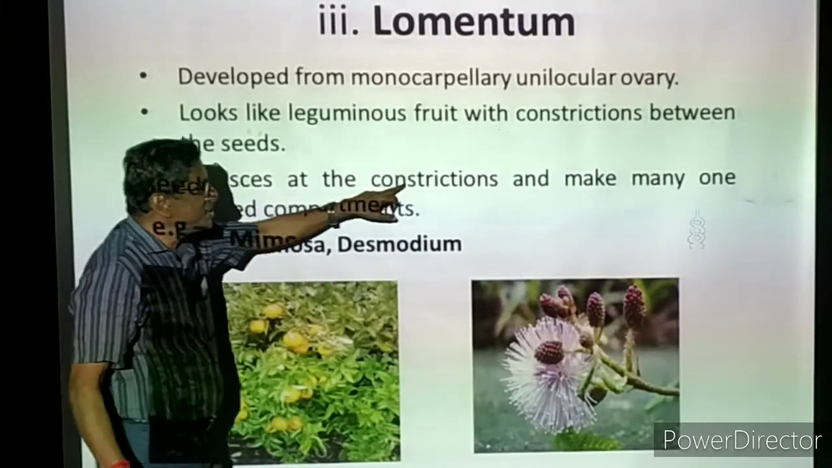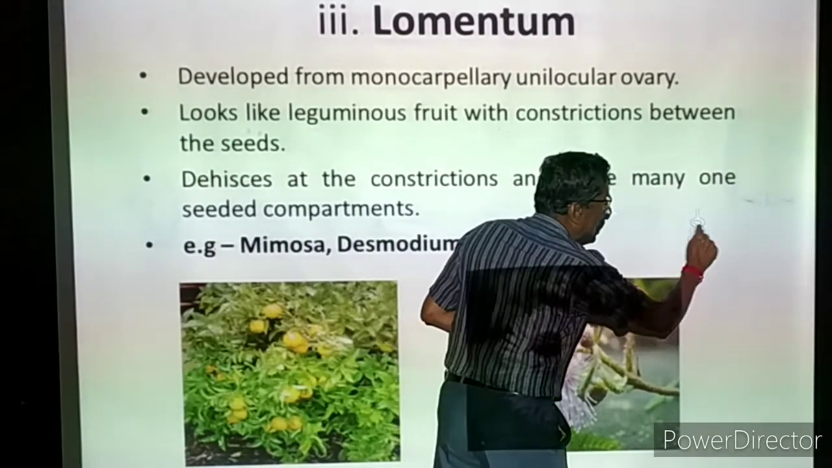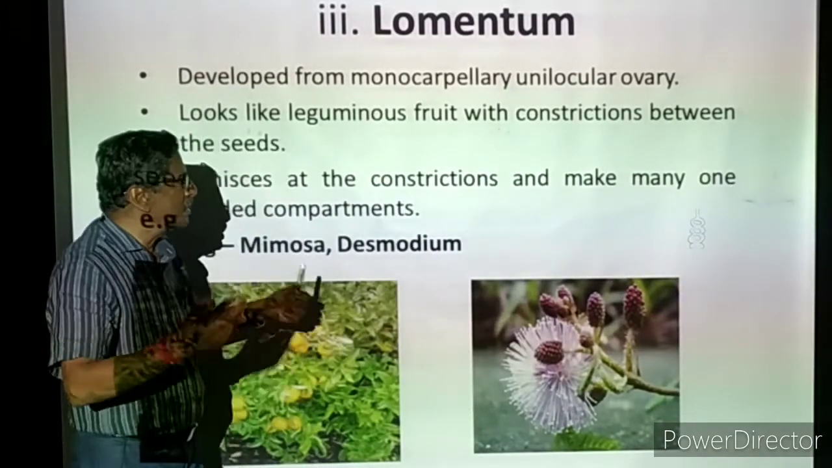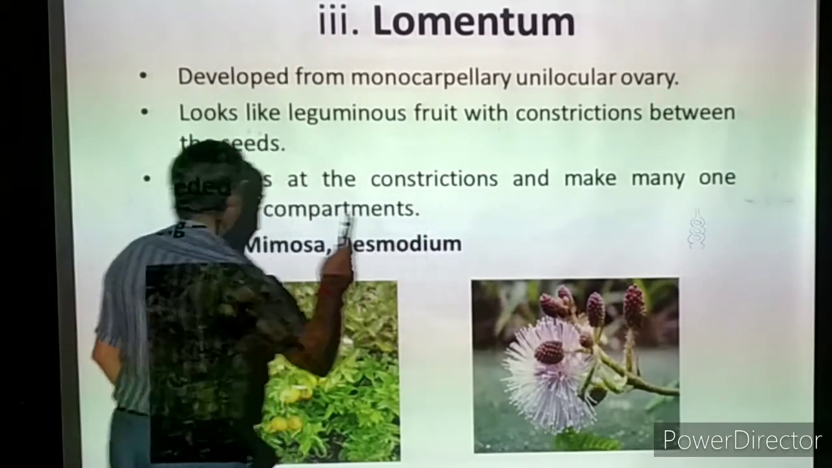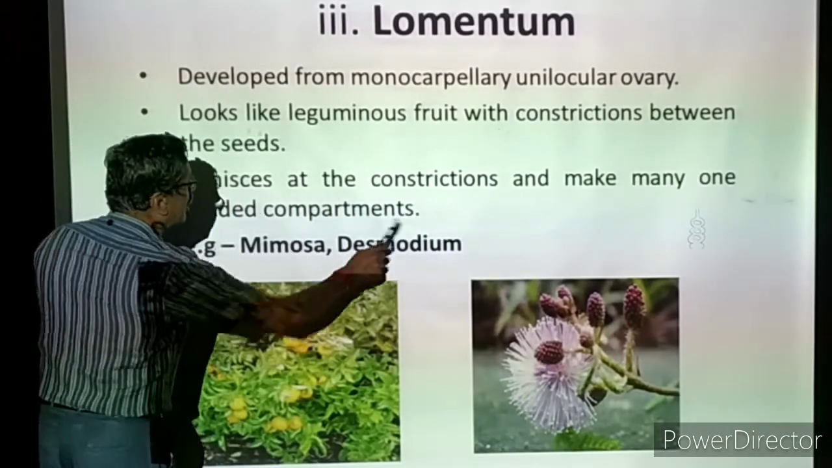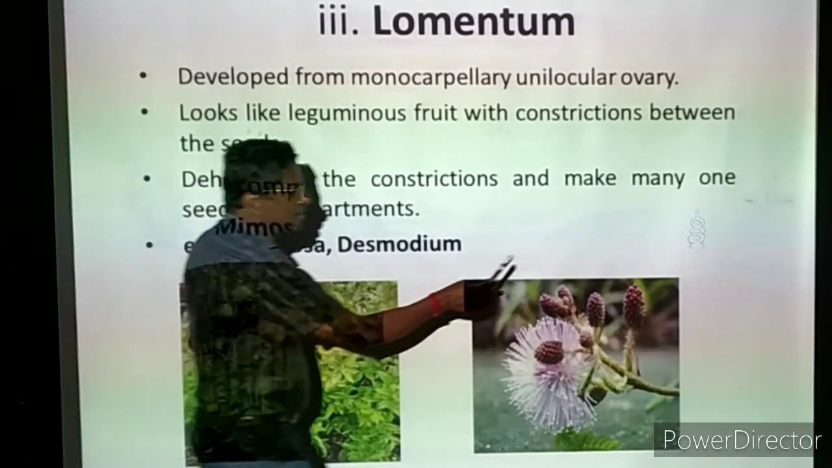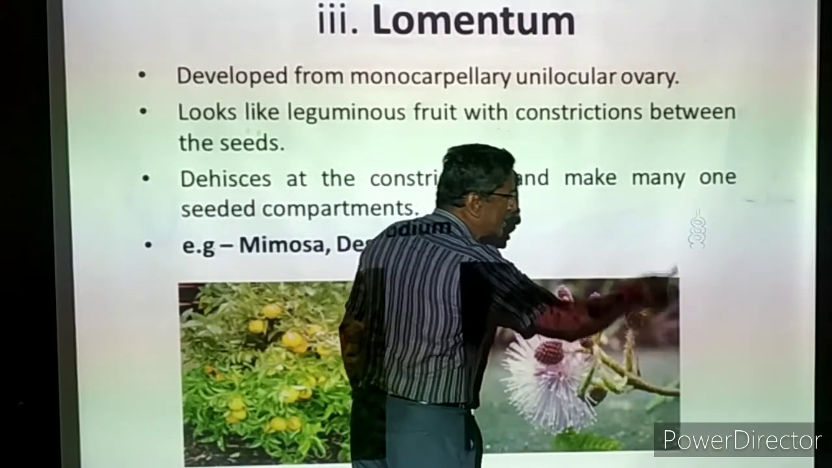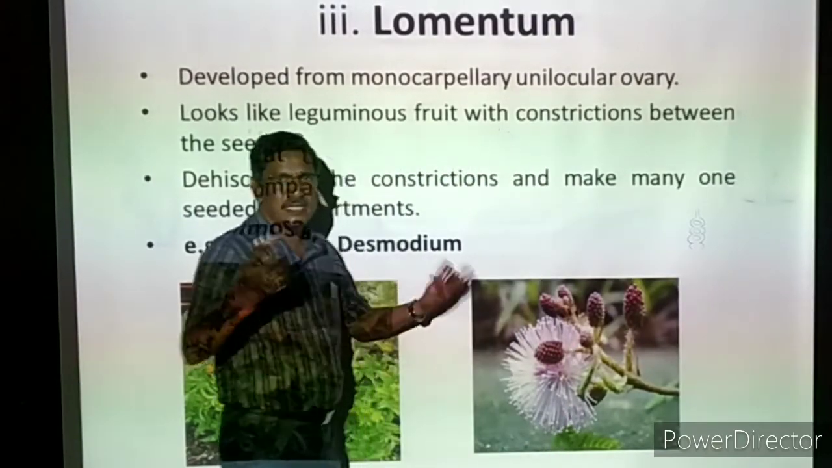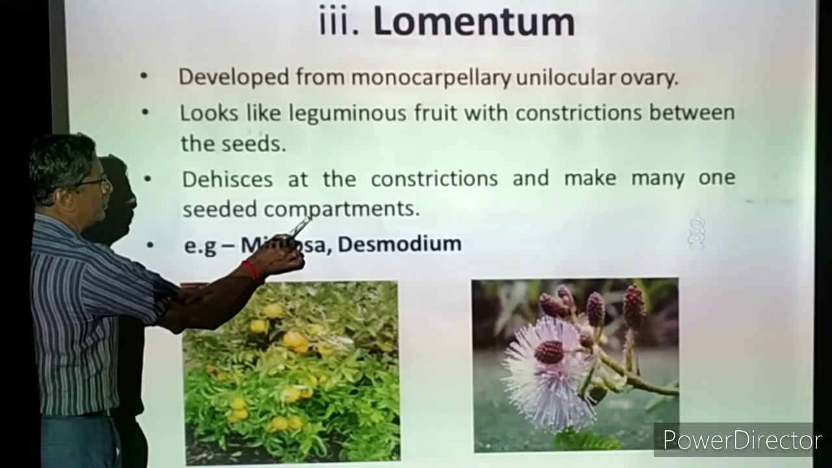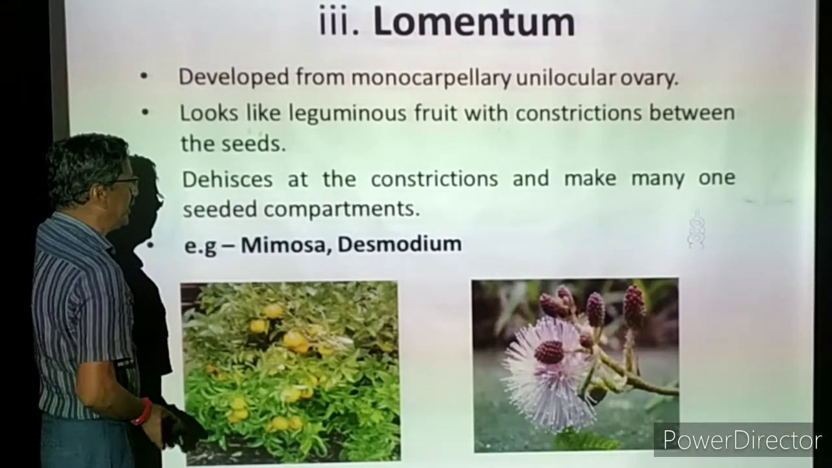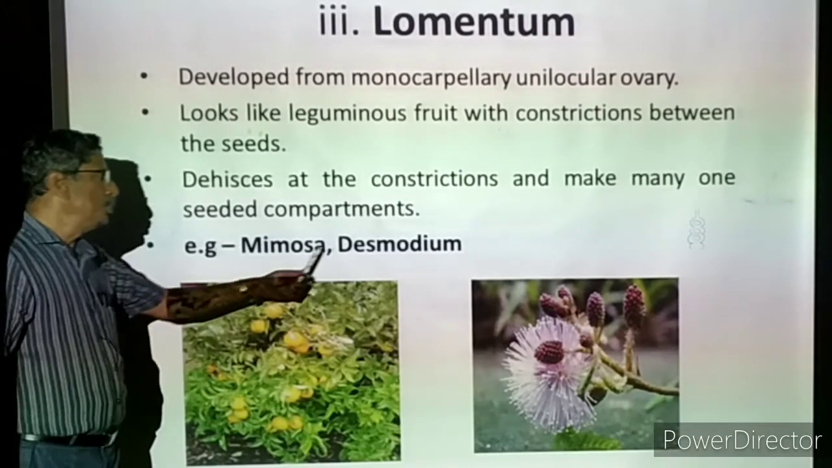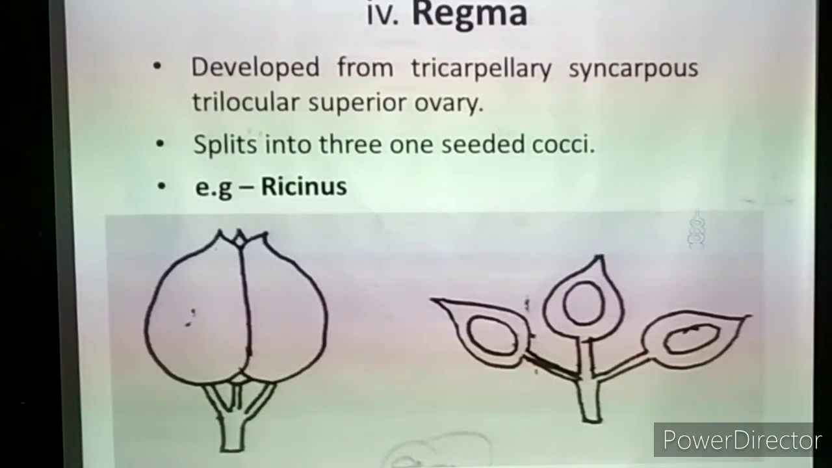It dehisces at the constrictions; wherever the constrictions are there, it is splitting. So what will happen? One fruit is divided into many pieces at the constrictions, making many one-seeded compartments. Each one is becoming one compartment, and one seed will be there. Suppose 10 seeds are there, 10 constrictions, it is divided into 10 pieces. Each piece is called a compartment, and each compartment is having one seed. Example, mimosa. Desmodium is another example.